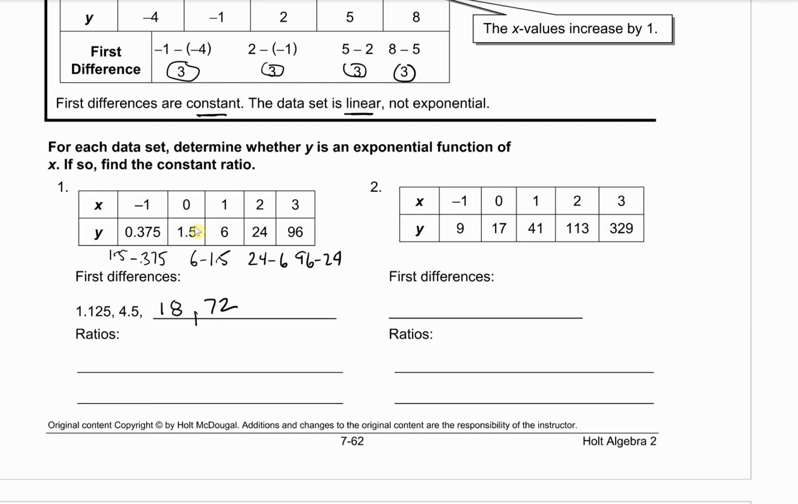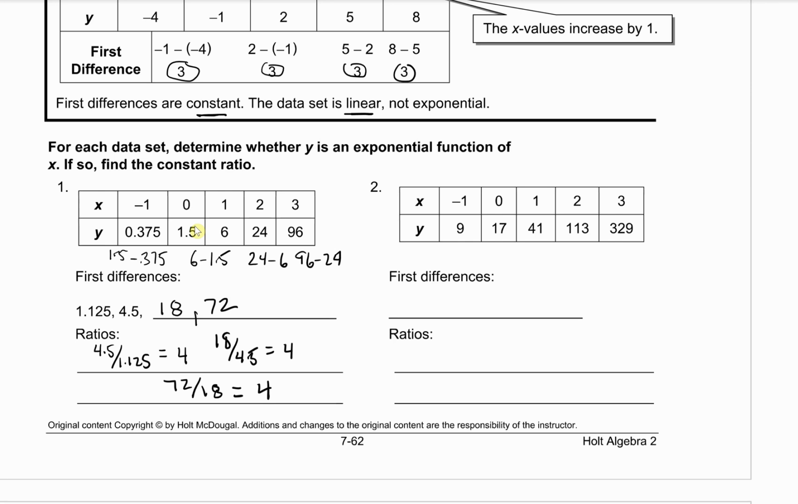So I'm going to look at my ratios. What is 4.5 divided by 1.125? That is 4. What is 18 divided by 4.5? That is also 4. And I'm going to take a wild guess and say that 72 divided by 18 is 4. Let me verify that with a calculator just to be sure. It's 4. So this is exponential, and the common ratio is 4.